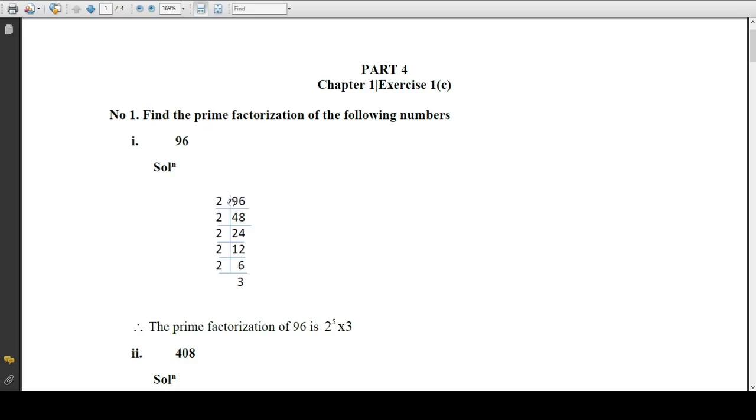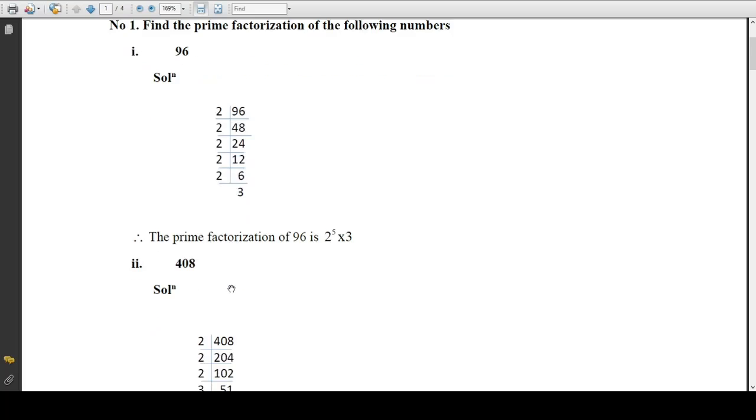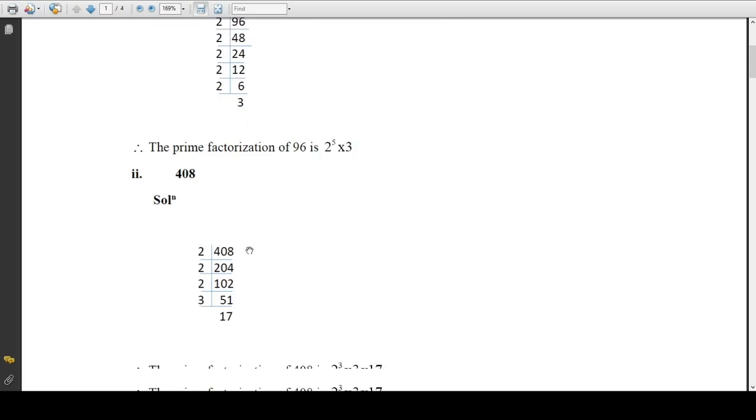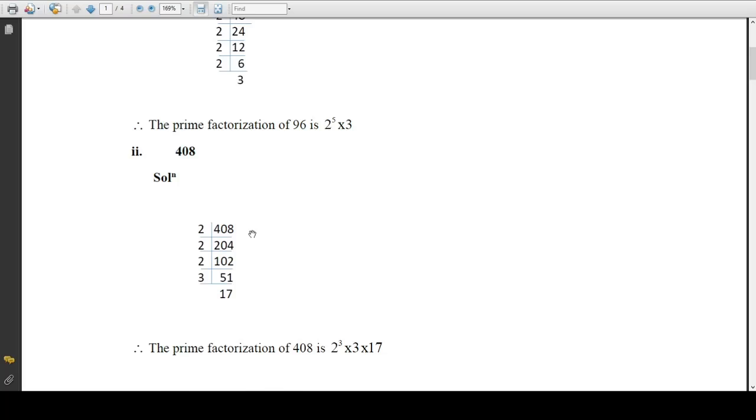Therefore the prime factors of 96 are 2, how many times? 1, 2, 3, 4, 5. 2 is 5 times, multiplied with 3. Clear? Next we go with the second number from here, which is 408. The same thing here, you try to divide with the smallest prime, which is 2. 2 2s are 4. Then you have 0.